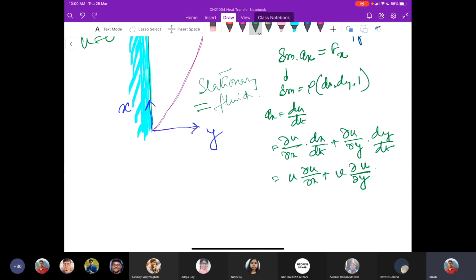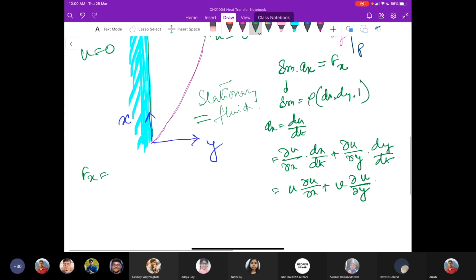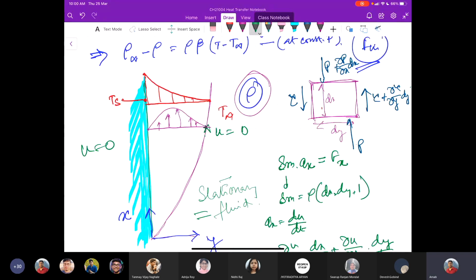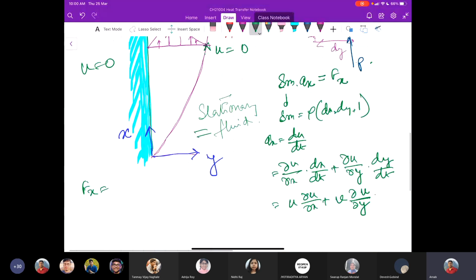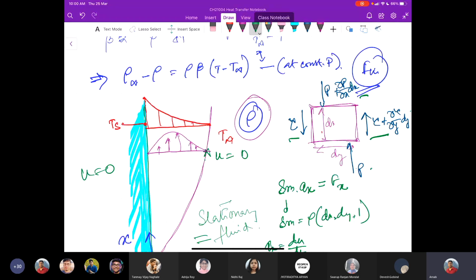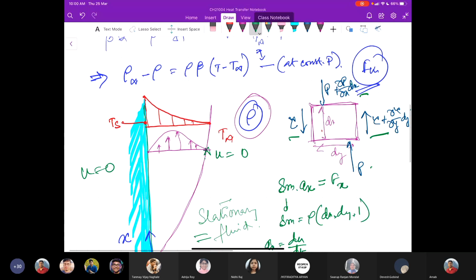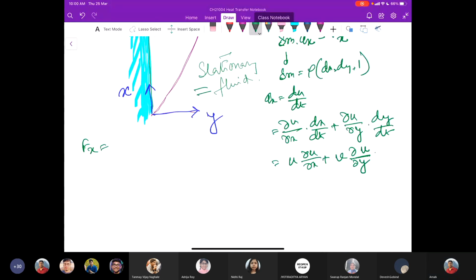And the overall force that is acting in the x direction, it's this minus this plus this minus this. This is the difference between the shear stresses and the difference between the pressure forces. If we add those two, we have a relation that would look like this: this is the net shear stress tau that is acting on the surface area dx by 1.